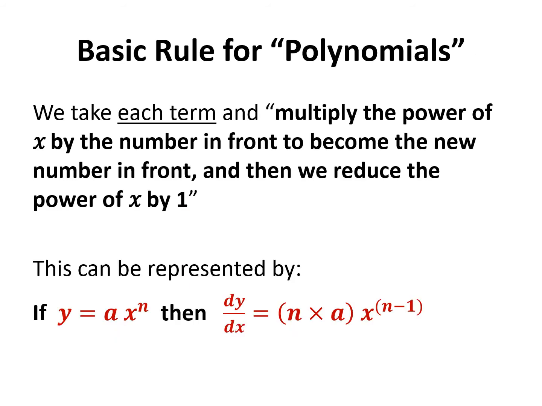So now we have a rule which helps us to differentiate or find the gradient equation. And that rule can be represented by the equation at the bottom of the screen. It's in red now. So we start off with y equals a times x to the power of n. Could be y equals 3x cubed. And then we multiply the n by the a to get the number in front, and we reduce the power by 1. And that's shown there in dy by dx equals n times a, x to the power of n minus 1.